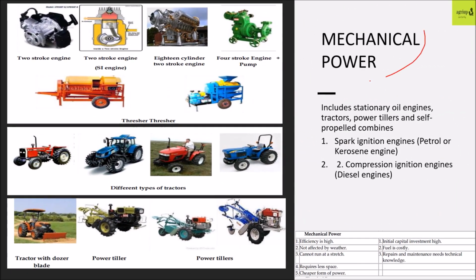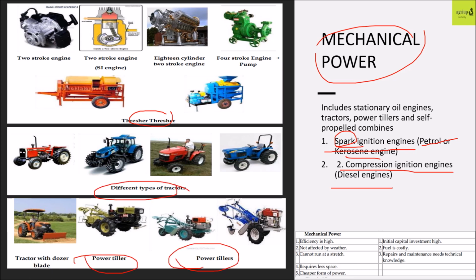Then we have mechanical power. This includes engines with tractors, power tillers, and combines, which are self-propelled. There are two types of ignition engines. One is the spark ignition engine, which has kerosene or petrol as fuel, and then we have the compression ignition engine, which is the diesel engine, for example. Now you can see that there are threshers, different types of tractors, then we have the power tillers, and power tillers with blades and everything.